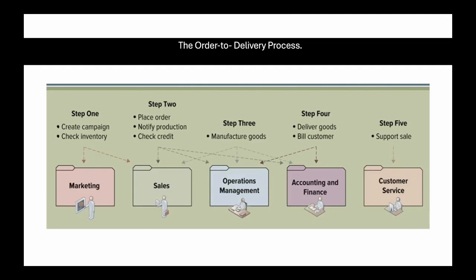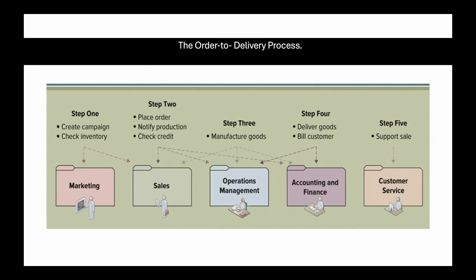Now the order-to-delivery process. You have 5 steps. Step 1, creating the campaign and checking inventory. This involves the marketing and sales departments. Step 2, place the order, notify production and check the credit. This involves the sales, operations, and accounting and finance departments.